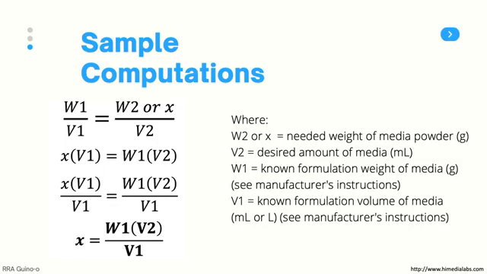And you have V1, which is the known formulation volume of media. This is usually in ml or liters. See the manufacturer's instructions once again. By transposing this equation, we can come up with the final equation, which you can see on the bottom. So X, or this is W2, or the needed weight of media powder, you can get this by multiplying W1 times V2 over V1.